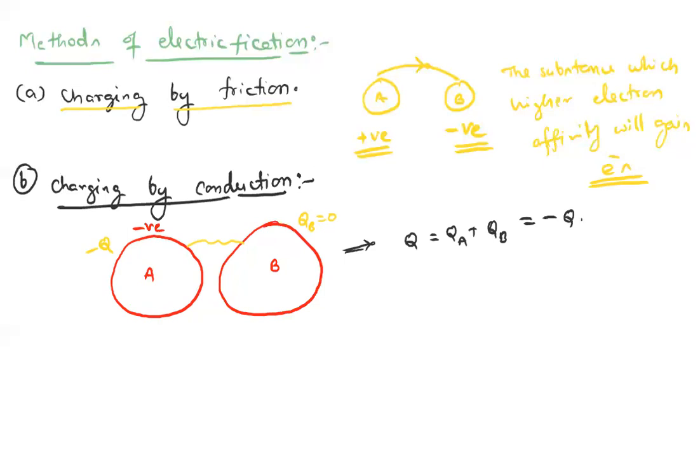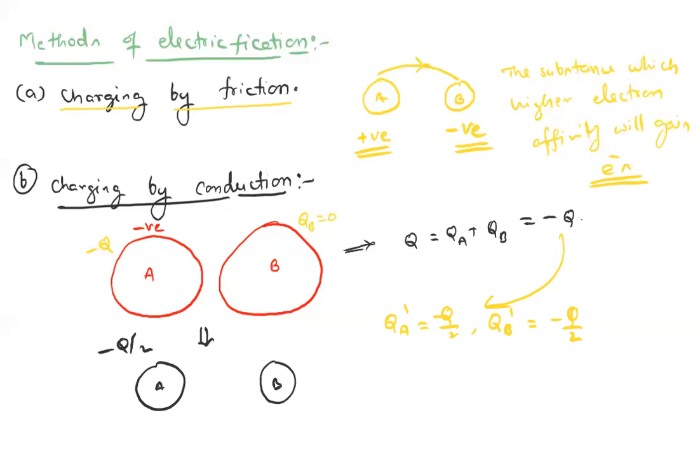As the dimensions are the same, if you disconnect this wire or remove the joint, what happens? The charge will be distributed across them equally if the dimensions are equal. That means the charge on A becomes minus Q by 2 and B also becomes minus Q by 2.